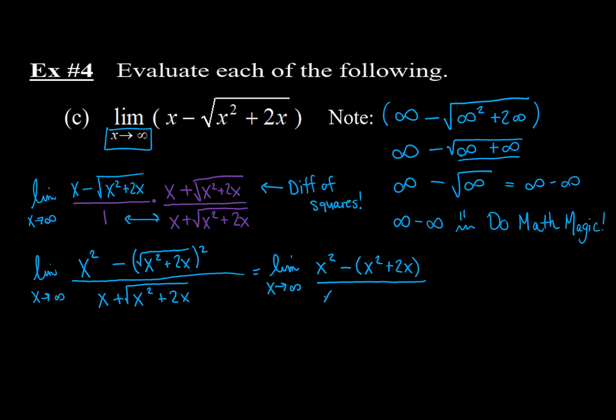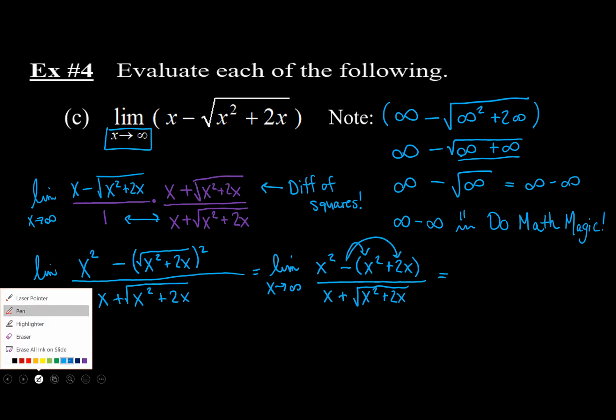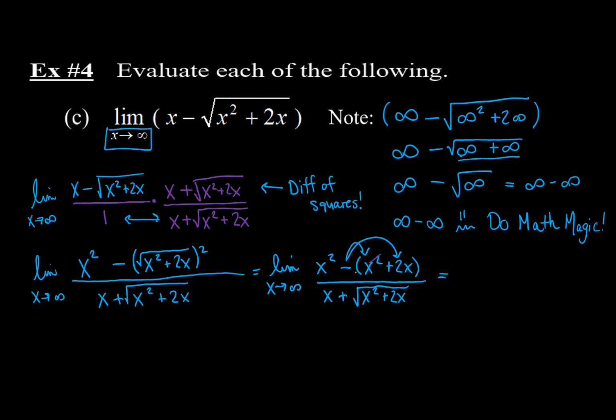But don't forget that it's a difference of squares. Okay, if I distribute this negative sign, what happens is that my x squareds are going to cancel. And this negative sign, when I distribute it to the 2x, I'm going to end up with the limit as x approaches infinity of negative 2x all over x plus the square root of x squared plus 2x.